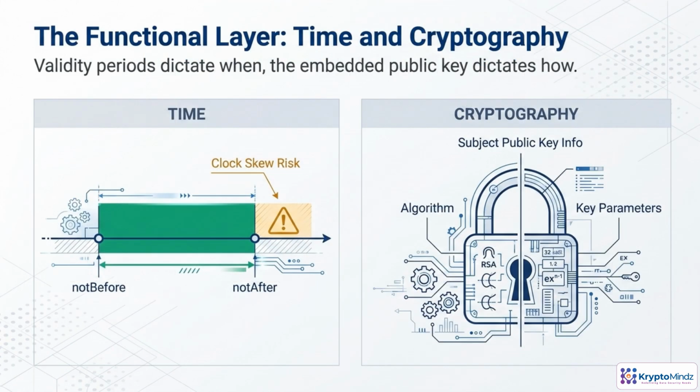Certificates live in a very specific window of time. The notBefore and notAfter fields define when a certificate is supposed to be trusted. If a system clock is off, you get clock skew. Valid certs can look expired or not yet valid. Within that time window, the embedded public key defines how trust works: which algorithm, what key size, and any parameters. Time decides when it can be used. Cryptography decides how strong that use is.